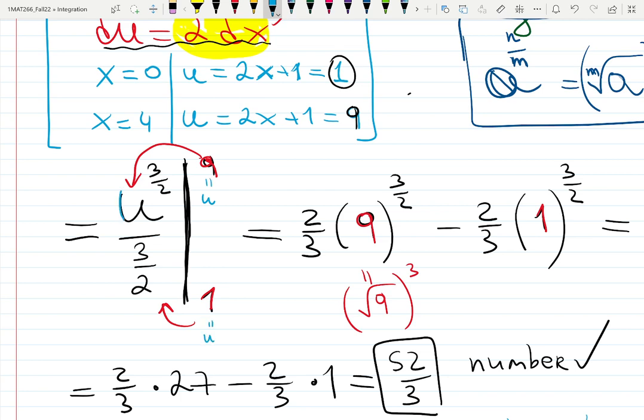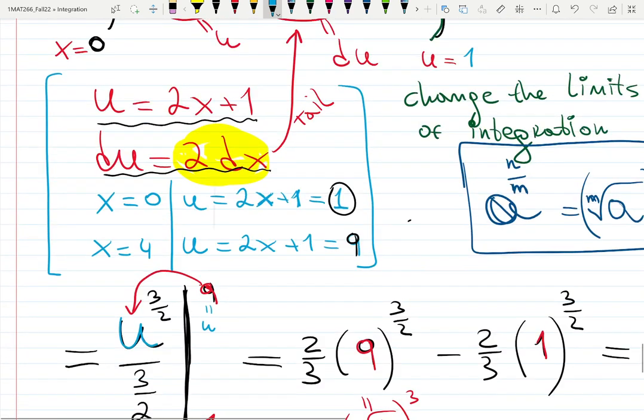You cannot plug x or t or m into u. Units should match, so that's important. So when we plug in top minus bottom, that's how we do definite integrals. We found 52 over 3.